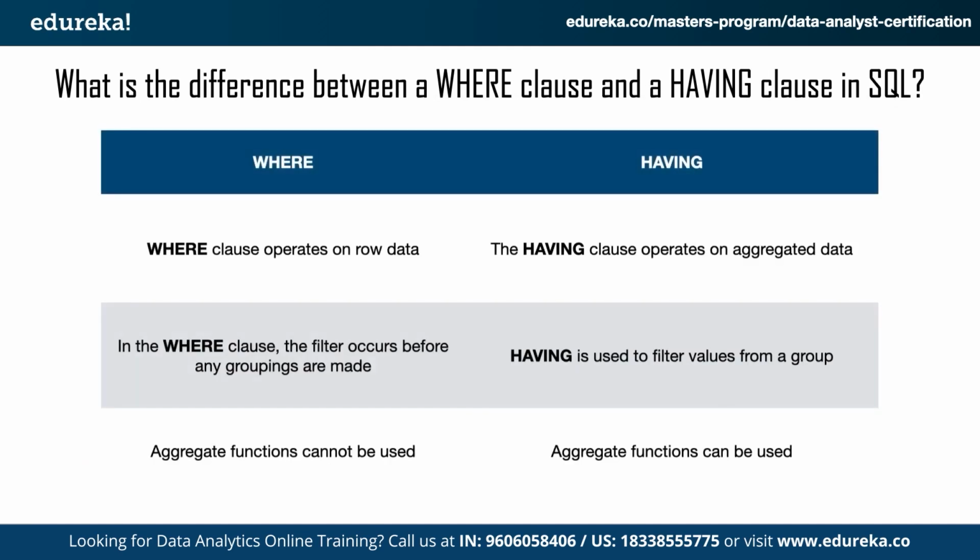The first point is that WHERE clause operates on row data, which means that when you use a WHERE clause, you are only operating on individual rows of data. The HAVING clause, on the other hand, operates on aggregated data. In the WHERE clause, the filtering occurs before the groupings are made in the data. But the HAVING clause is used to filter values from a group of data. In the WHERE clause, you can't use aggregate functions. But HAVING clause allows you to do that.